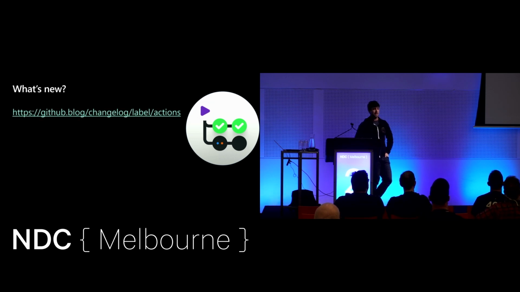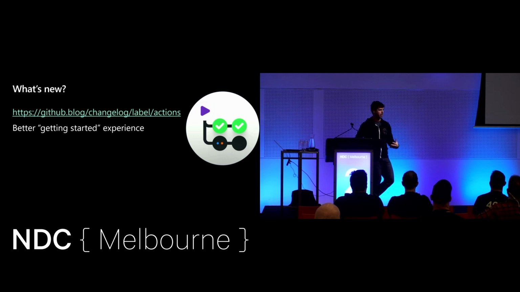So the best way to find out what's new is on the GitHub blog. We have a changelog section for the blog, and you can say, show me all the Actions stuff that's new. Easiest way to find it. But in general, the getting started experience now analyzes your code to suggest good templates to start with. That's been improved a great deal.